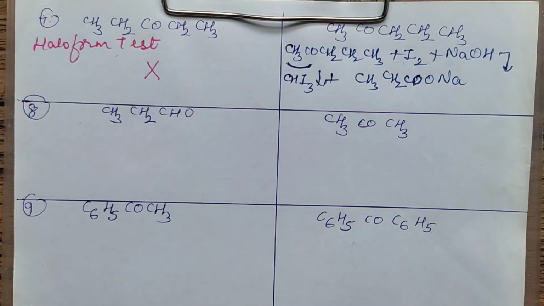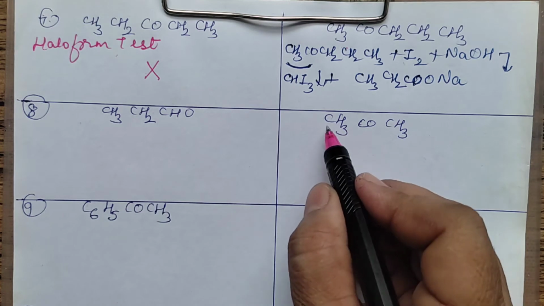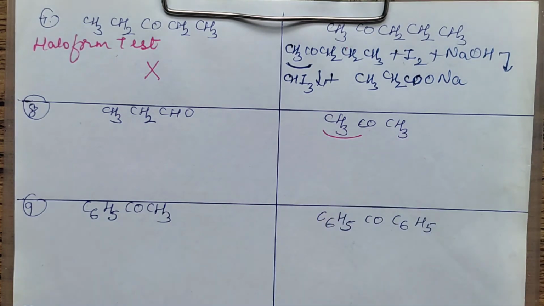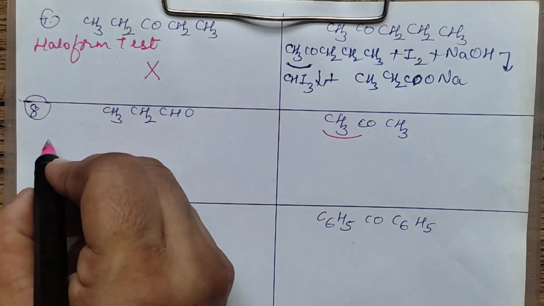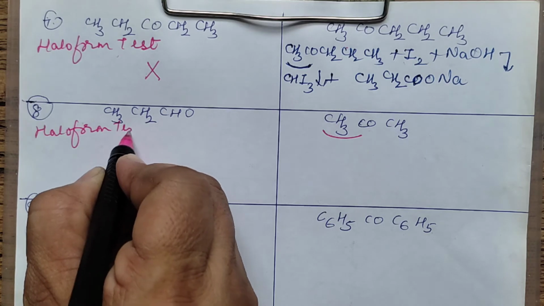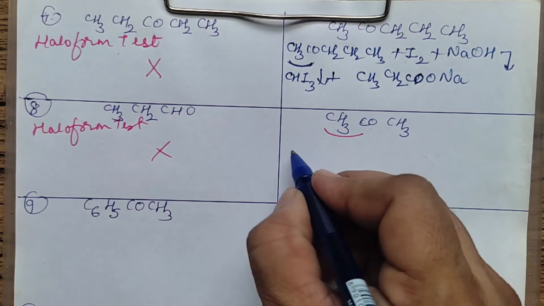Now the next one, this is propanal and propan-2-one. It's a methyl ketone again. Wherever you find a methyl ketone, it will give the haloform test. So you will write down haloform test. This one will not give. It is an aldehyde. In aldehydes, only acetaldehyde will give. This will surely give.